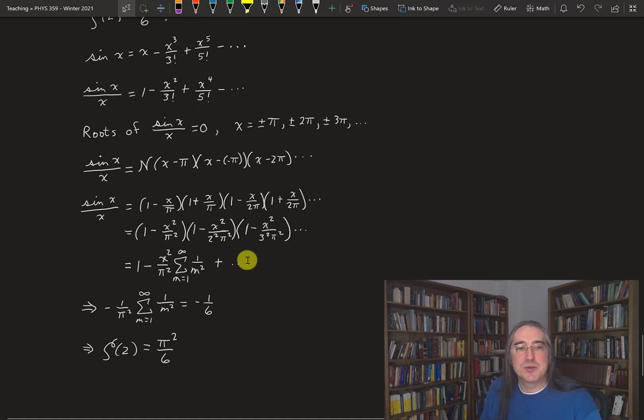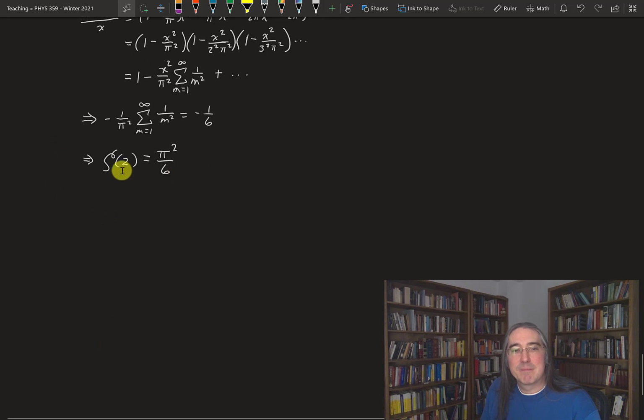Now, all we have to do is compare this to the Taylor expansion. Each of these should give us a correct expansion for the function. So here, the coefficient on x squared is negative 1 over pi squared times the sum 1 over the integer squared. Up here, it's minus 1 over 3 factorial, so minus 1 over 6. This is zeta of 2. Just solve for it. Multiply both sides by minus pi squared, and there it is. Zeta of 2 is pi squared over 6.